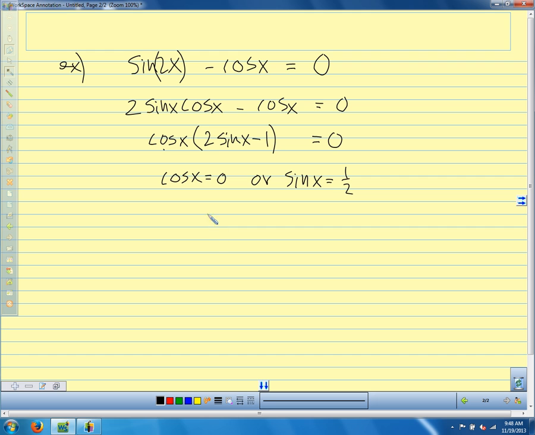What values of x give us cosine of 0? Pi over 2 plus 2n pi, and what's the other one? Negative pi over 2, or 3 pi over 2, I'll write that in parentheses. Either one works. Plus 2n pi. And how about sine x equals 1/2? x equals pi over 6. And which other one? 5 pi over 6.